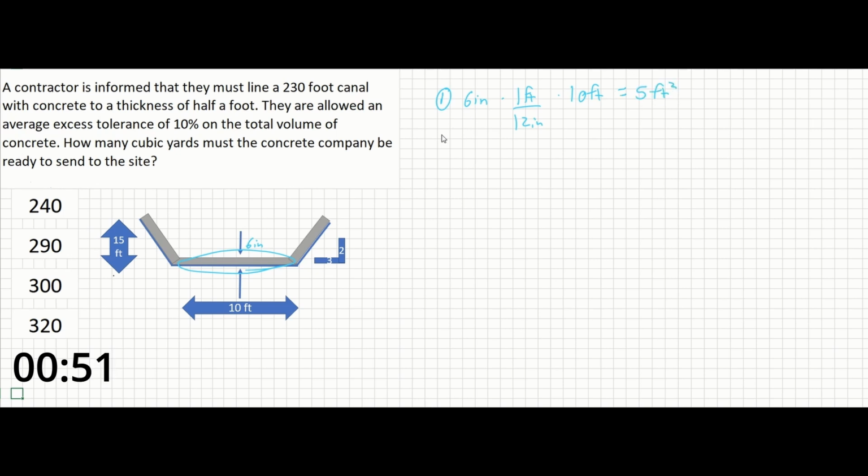Next, we can find the thickness of the concrete required for the sides of the canal, and remember that there are 2 of them. To do this, we are going to first need to find the hypotenuse. All we are given is the slope of 2 to 3. Seeing that it's also given us the height, we can simply do a ratio here and solve for the width, which will then help us to solve for the hypotenuse. So we can say 2 over 3 equals 15 over x.